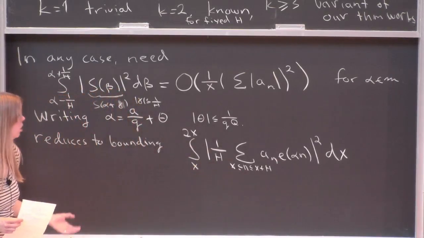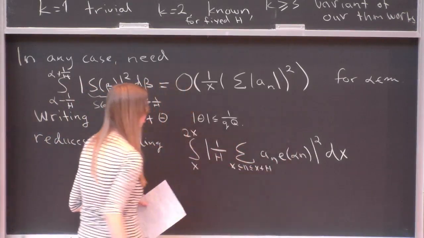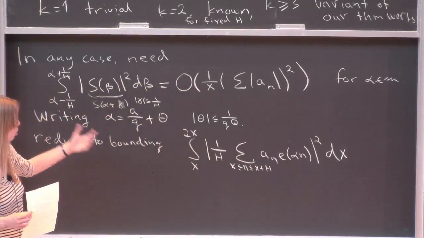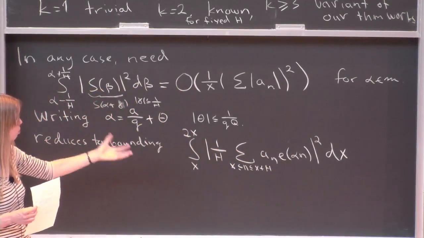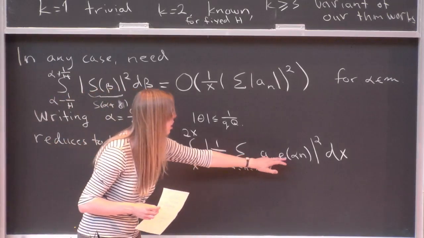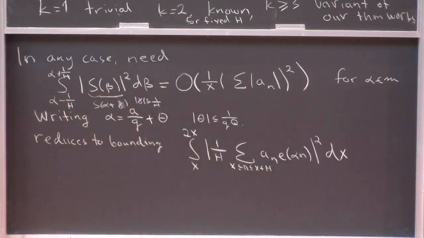So we have to just do this. And if we didn't have this exponential phase here, then this would be showing that in almost all short intervals we had the correct asymptotics for the von Mangoldt function or for the divisor function. But now we have this annoying exponential twist here that we have to somehow be able to handle.